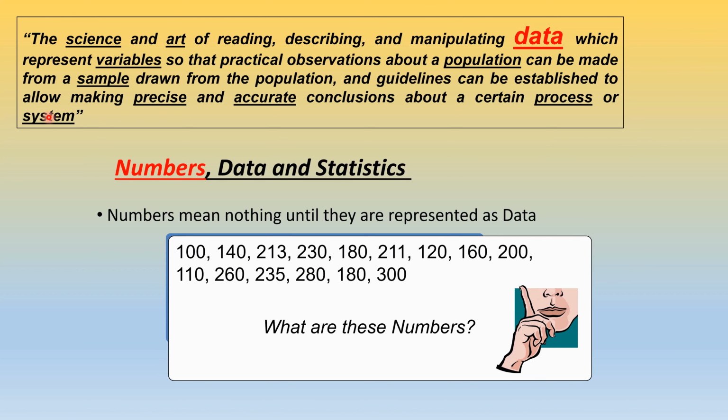Suppose I have a bunch of numbers. So let's start out with numbers first. I look at the bunch of numbers that you see in this slide. 100, 140, 213, 230, and so on. What are these numbers? Are these data? The answer immediately is no. These are not data. These are just digits. These are just numbers. Why? Because they don't inform me of anything. What is the information I can get out of that?